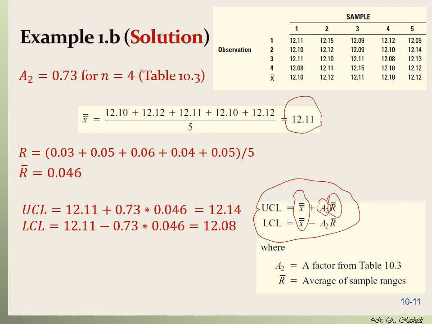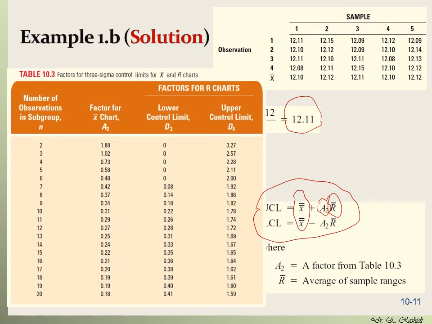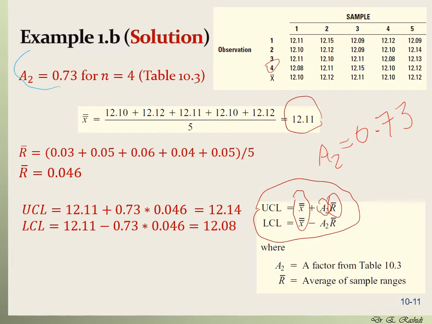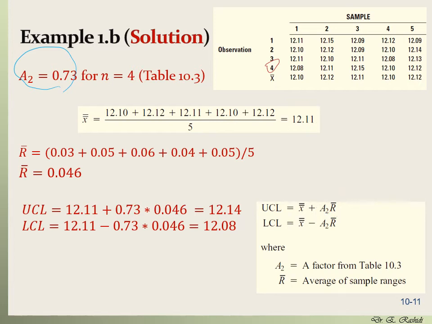Next, we need to find A2 here. For A2, we need to look at table 10.3. To find A2 here, we need to know the number of observations. So we have 4 observations in each sample. That means that n is 4 here, so A2 is 0.73. So we have A2 now, 0.73, and we can plug it into the formula here to find the upper limit and lower limit.